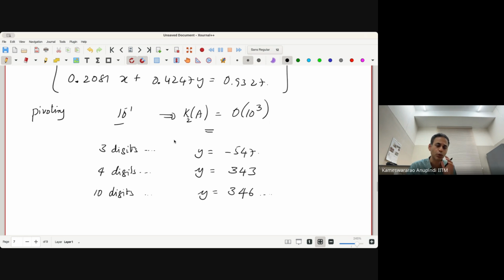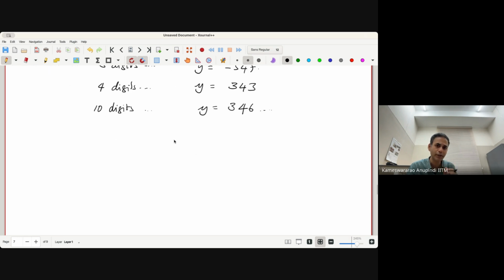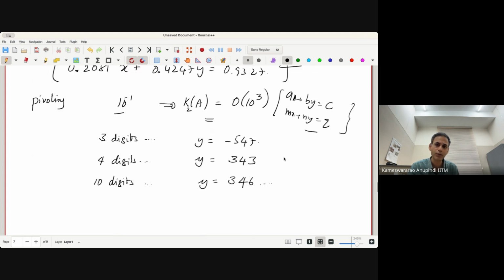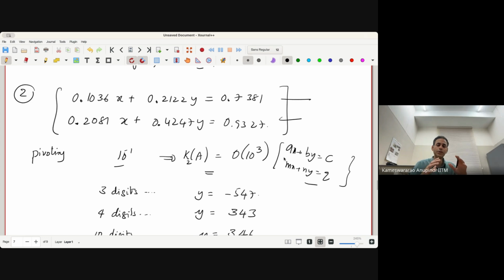Now, to think about this from a geometric perspective, we can always draw these as two lines. This is more like ax plus by equals some value, and the next one is also some mx plus ny equals some q. These are two lines in 2D. We also know that if the matrix becomes singular, these two lines collapse onto one another, like they are parallel to each other.